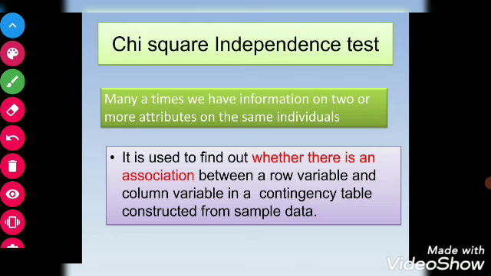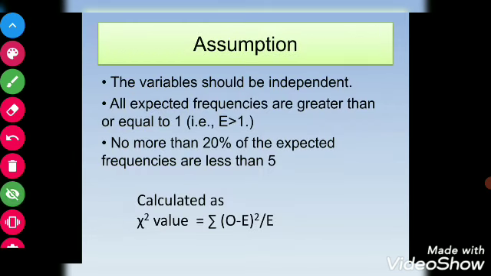Just see what the assumptions are. Before coming to the actual test statistic for independence of attributes, the assumption is that the variables should be independent. There also, the variables should be independent. All expected frequencies are greater than or equal to 1. So the expected frequency should be at least 1, not less than 1.